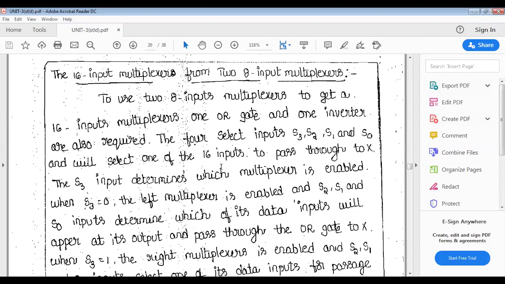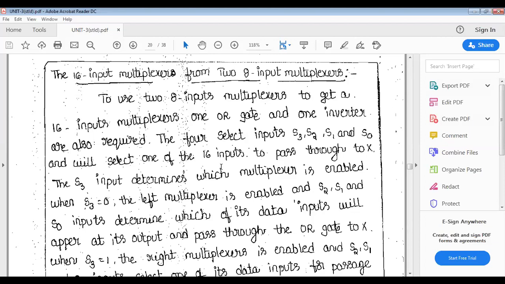But for designing a 16 input multiplexer, you can start from D0 to D7 for the first 8 by 1 multiplexer. And for the second 8 by 1 multiplexer, you can start from D8 to D15. So totally the 16 inputs is okay. Each multiplexer has only one output. So from the 8 by 1 MUX, there is one output, and the second 8 by 1 multiplexer also has another output. So you can combine these two and connect them to the OR gate, and we'll get the one output.